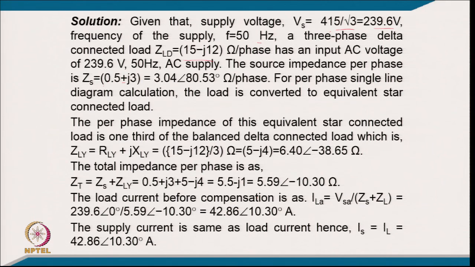So, for the per phase single line diagram calculation, the load is converted to equivalent star connected from this delta connection, and the per phase impedance of the equivalent star connected load is 1/3 of the delta because of star delta conversion. So, it comes typically 5 minus J4, which is 6.4 ohm at the angle of minus 38.65 degree, and now the total impedance per phase will be ZS plus ZLY.